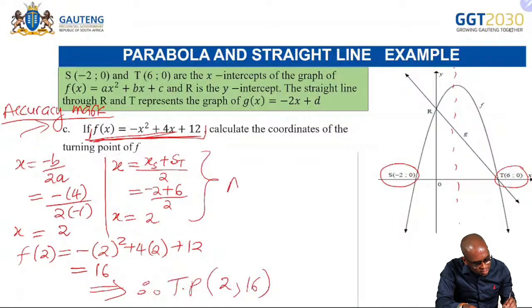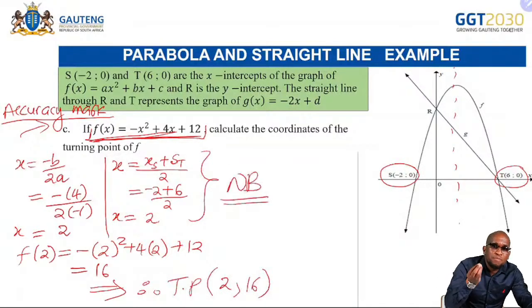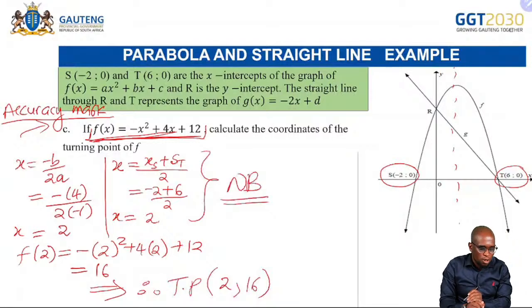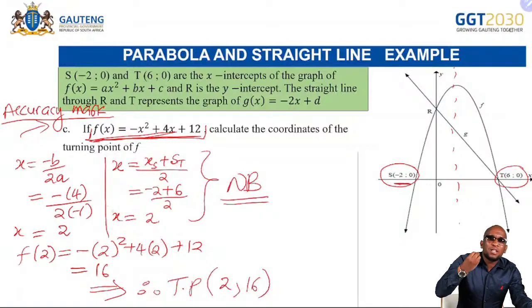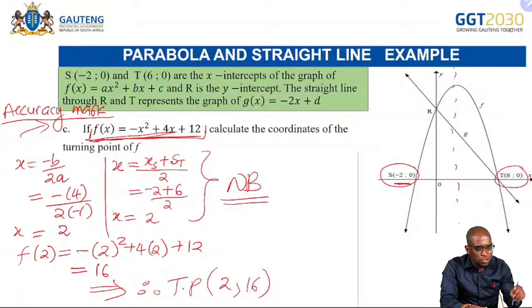Remember, good people, this is important for you to be able to know how to use that form as well, because at times in these questions they will give you the axis of symmetry and they give you one x-intercept, and they want you to get the second x-intercept. So that's the formula you should be using without being given the original equation or the original function. So you should be able to use that particular midpoint formula to get the axis of symmetry.